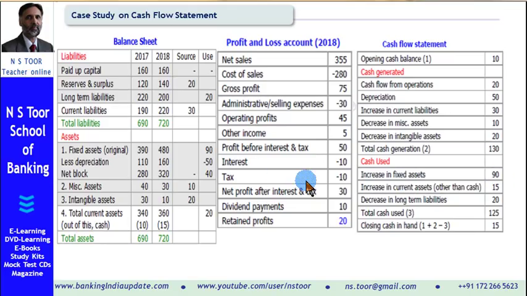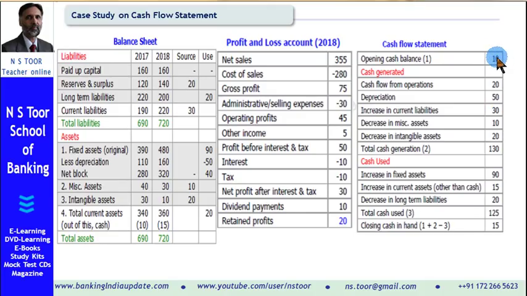Increase in fixed assets 90. So here we find from 390 it is 480. Increase in fixed assets is 90. Increase in current assets other than cash. So total increase here is 20 in current assets. Out of that, cash increase is only 5. This means the increase in current asset is 15 in case of non-cash current assets. So we have taken here increase in current assets other than cash. Then decrease in long-term liabilities. It is here decrease in long-term liabilities. This way the total cash used is 125.